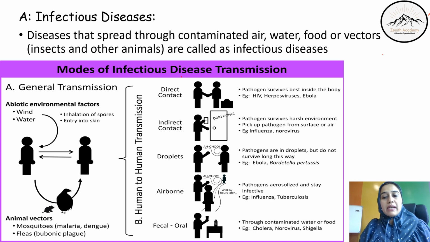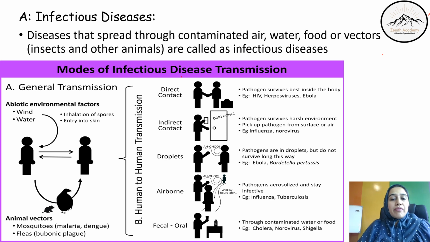So we just saw the types of diseases, and we now start with the first type of diseases, that is infectious diseases. Infectious diseases spread through contaminated air, water, food or vectors. Now vectors are the animals or human beings that carry the pathogen, and when another person comes in contact with those animals and human beings, they are also infected. So these animals, insects or human beings that carry the virus or pathogens are called vectors.